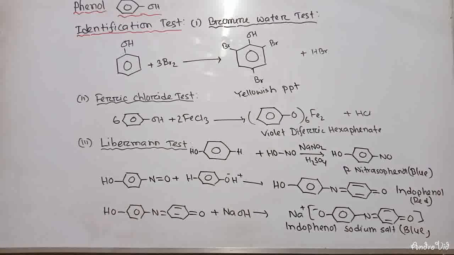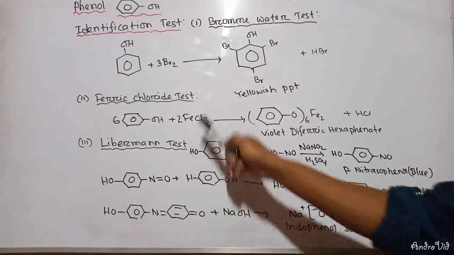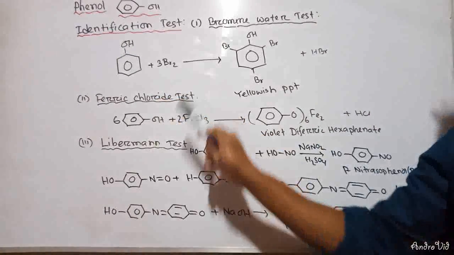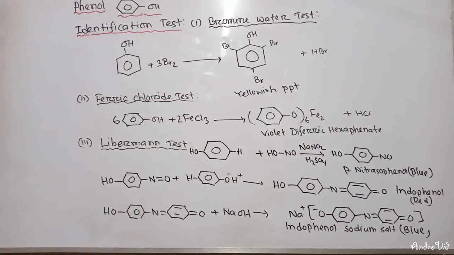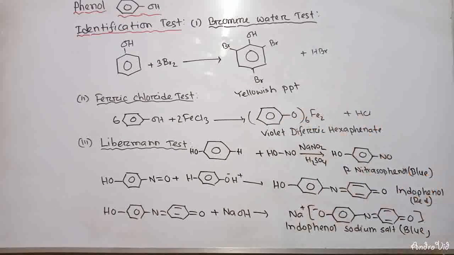If you take a test tube having this compound and add ferric chloride, if you add ferric chloride dropwise in this solution that contains this compound, then diferric hexaphenolate is produced. This compound has a violet precipitate. So a violet precipitate is produced. From this precipitate, you will be sure that in this test tube there must be phenol present.